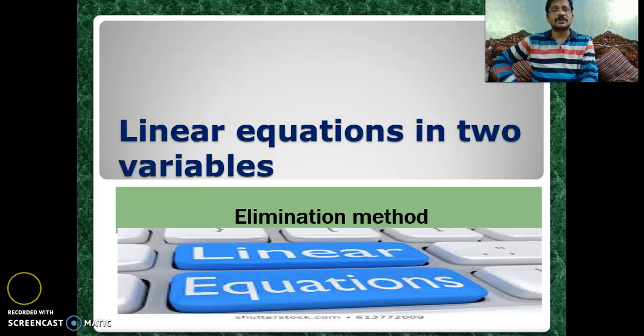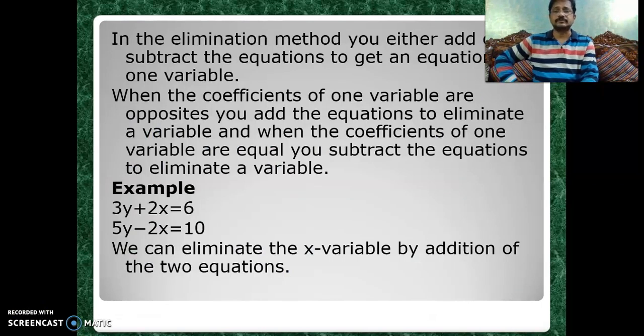Before going to learn about the elimination method, this is very important when we are going to use it. That's very important. If the coefficients of either x or y are the same or equal, generally we use the elimination method. Different also we can use the elimination method. Here I am taking some examples in various situations of how we are going to use the elimination method.